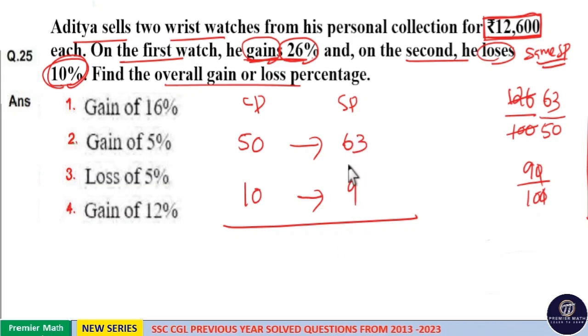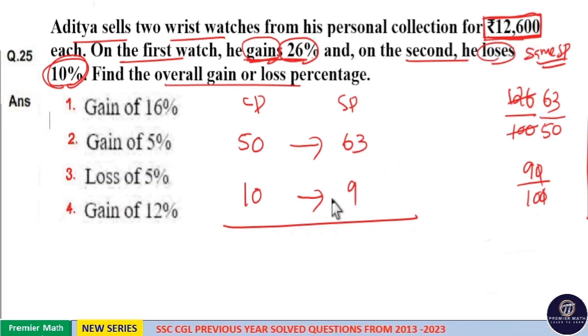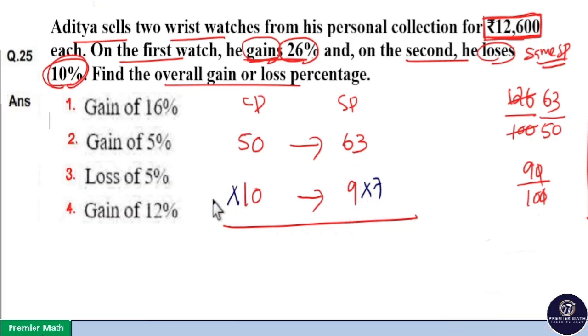Now we have to equalize this selling price. Here one selling price is 63 and one is 9. So we have to equalize it because the question says it. If I multiply 9 with 7, this will become 63. Now selling price is equalized. But when I multiply selling price with 7, I should multiply cost price with 7 in order to equalize this part.